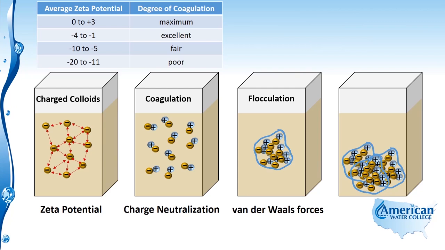And in this final jar, we see the sedimentation process. So this is a brief overview of what happens during the coagulation and flocculation process, and then ultimately sedimentation.